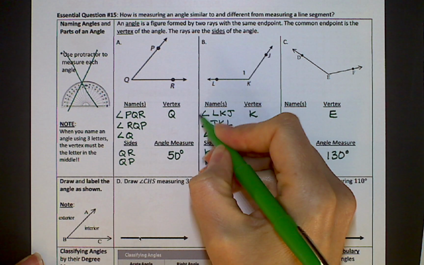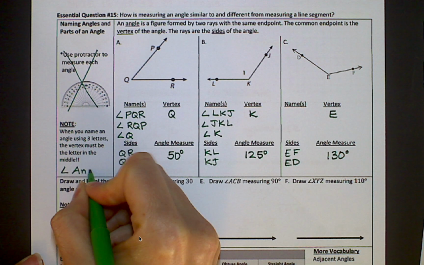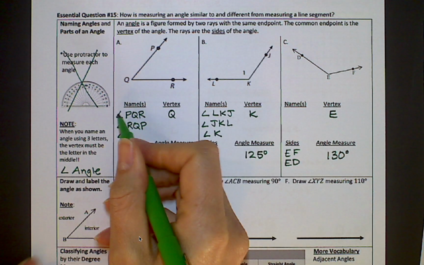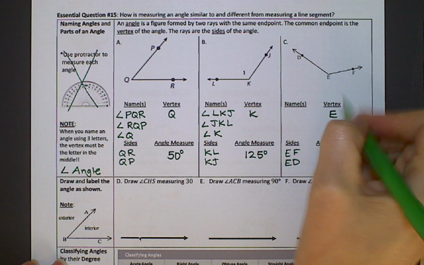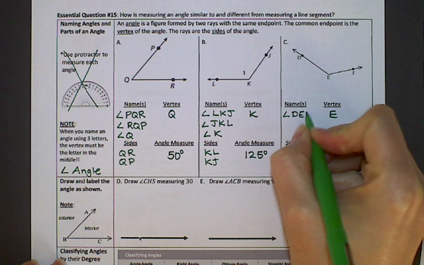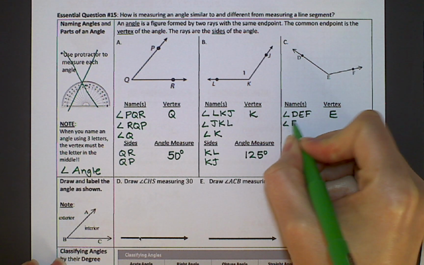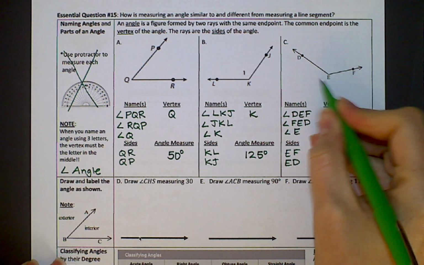And this symbol, by the way, is a symbol for angle. Okay, so this means angle. So it's not just like a sideways L. Okay. So this one, again, your vertex is E, so that has to be in the middle. So we could say angle DEF, or angle FED, or angle E if we can just name it with the vertex.